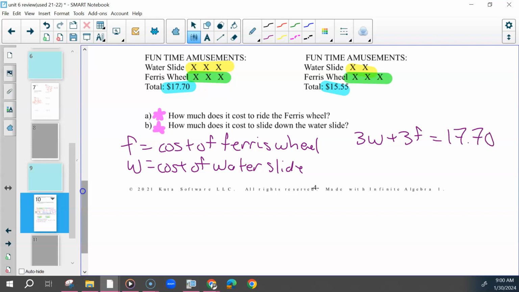And then the other one would be 2W plus 3F equals 1555. And you could solve by substitution or elimination. Any other setups we want to see really quickly? Okay. Number 20. 20, which one? 24. 24 is going to be the same setup, so let's not do that one. We can do 23 if you have a question about that one.